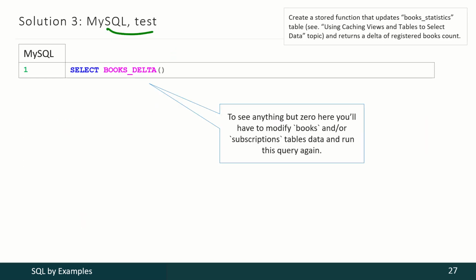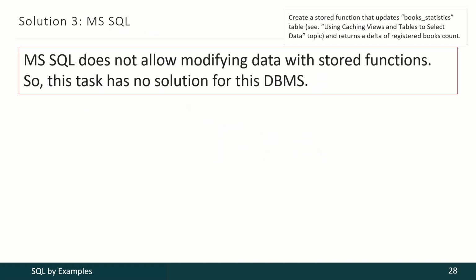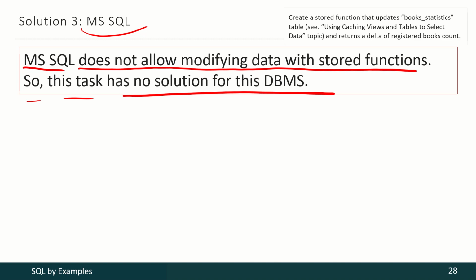To test this function, we have to execute such a simple query, and obviously to see anything but 0 here, you'll have to modify books and/or subscriptions tables data and run this query again. Let's proceed with Microsoft SQL Server. Unfortunately, this DBMS does not allow modifying data with stored functions, so this task has no solution for this DBMS.